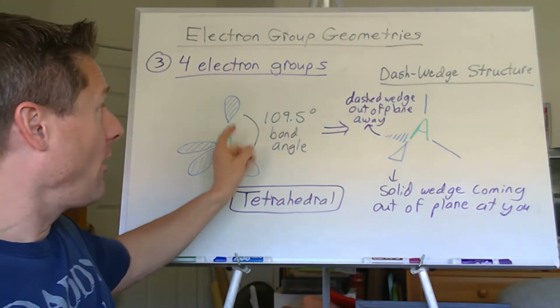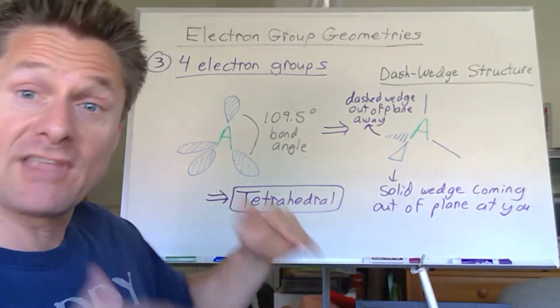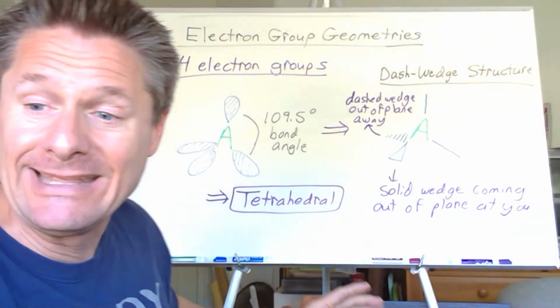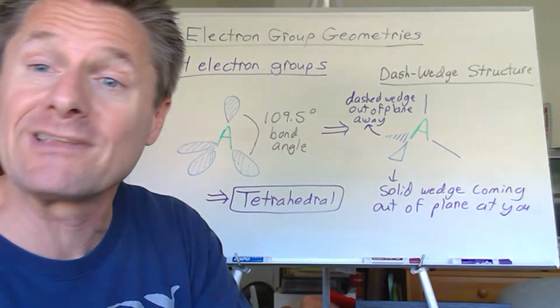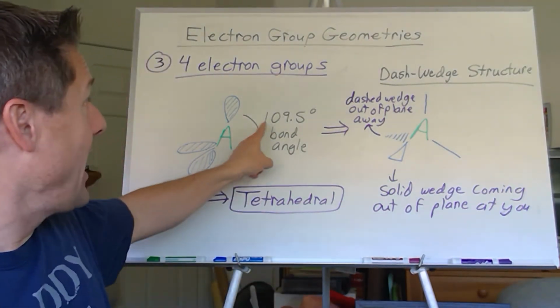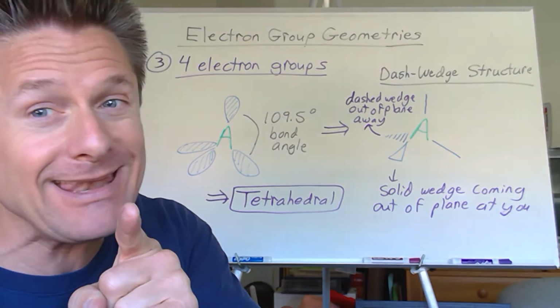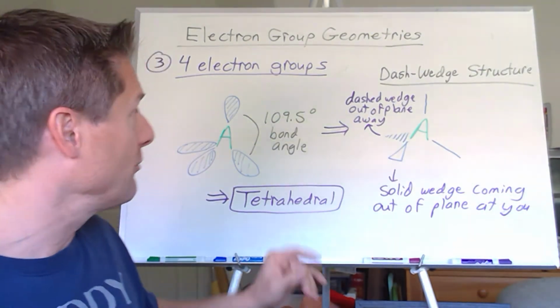So once we get 4, it busts into 3 dimensions. So instead of 90-degree angles in 2 dimensions, you get what's called a tetrahedron. This shape's called a tetrahedron, or it's tetrahedral in shape, and it has 109.5-degree bond angles. That's further away than 90, so nature automatically goes to 3 dimensions.